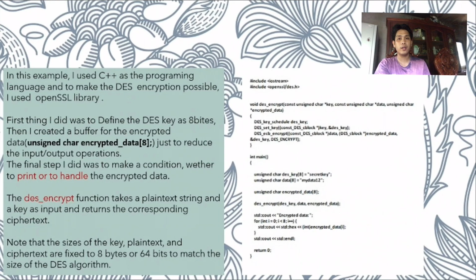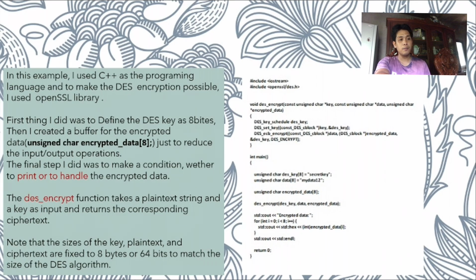Examples of how to encrypt data using DES. Sa example na to, ang programming language ko ay C++ at gumamit ako ng OpenSSL library para maging possible yung DES. First thing I did was to define the DES as 8 bytes. Then I created a buffer. Yung buffer is parang container lang para mas madali yung input tsaka output process. Final step was to make a condition whether to print or to handle the encrypted data.